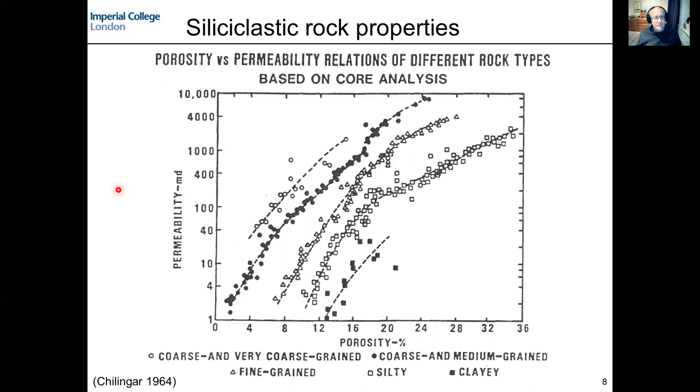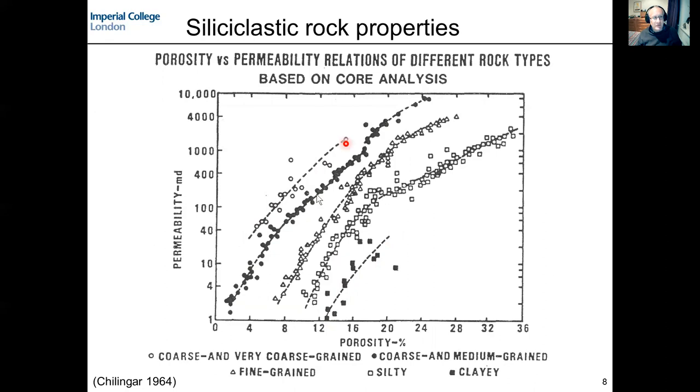So this graph plots permeability on the vertical axis against porosity on the horizontal axis. These are for sandstones of various different grain size. And the key thing here is that the different trend lines and series of data points shown on here are for different grain sizes. So fine-grained rocks, clays essentially, have relatively high porosities but low permeabilities, and define this trend line in here. And as the grain size increases, we move successively towards the top left. And here we're looking at coarse and very coarse grain sands.